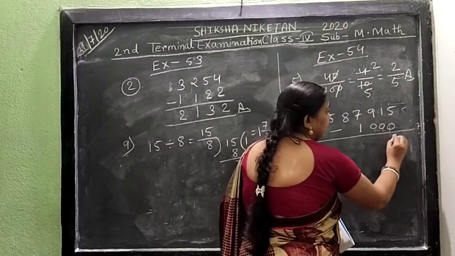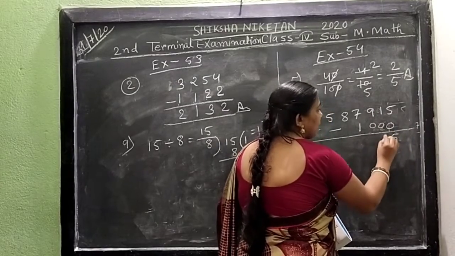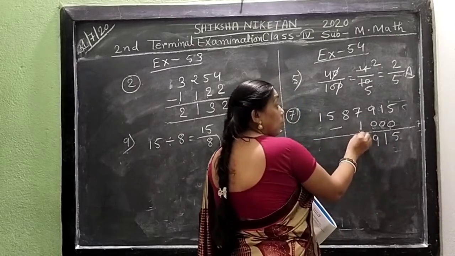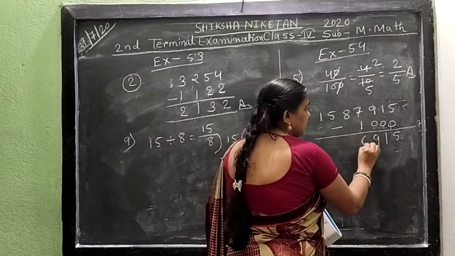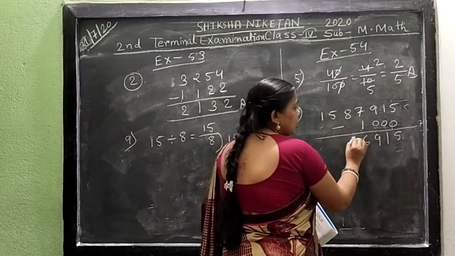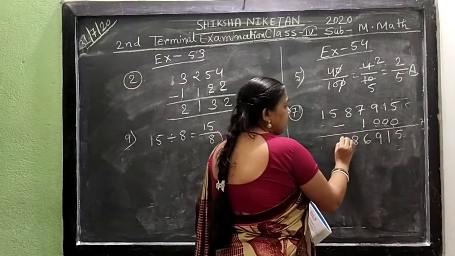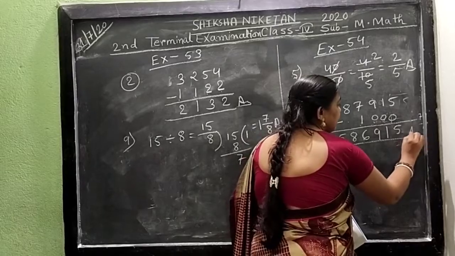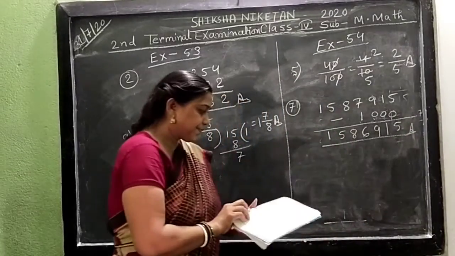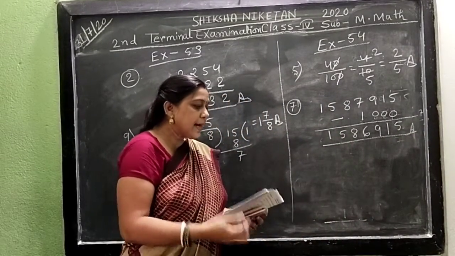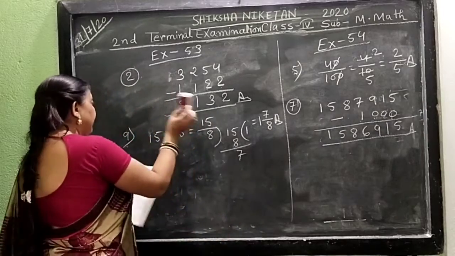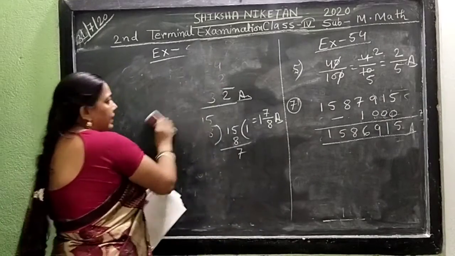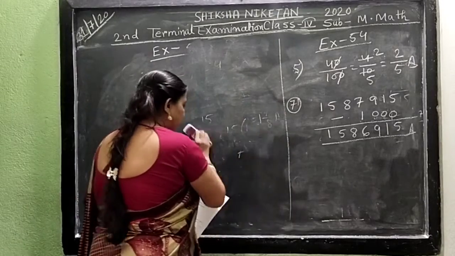0 from 5, 5. 0 from 5, 5. 0 from 9, 9. 1 from 7, answer is 6. There are no numbers, so we write here 8. There are no numbers, so we write here 5 and 1. That is our answer. I solve exercise 55. I solve some math of exercise 55.